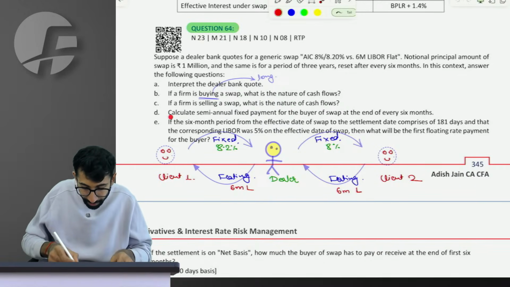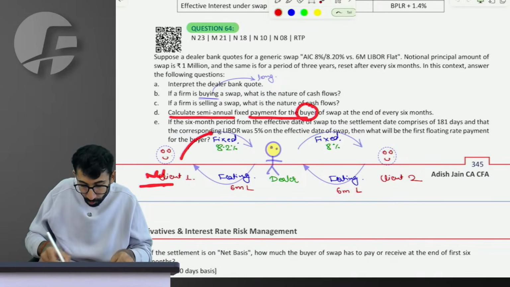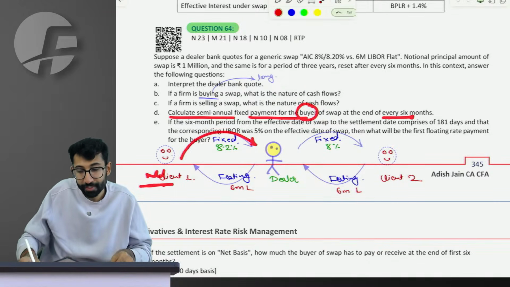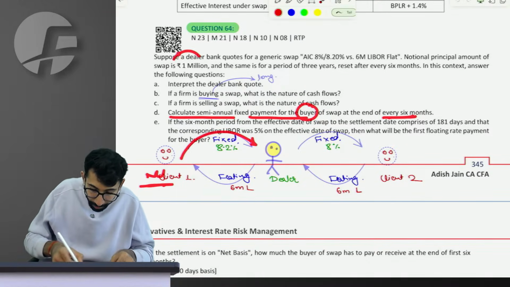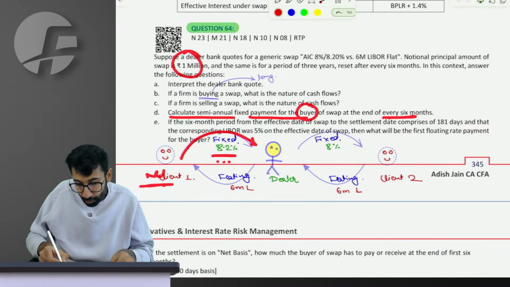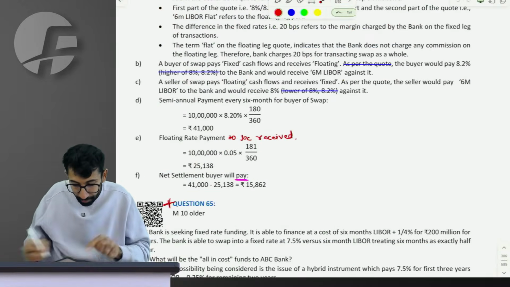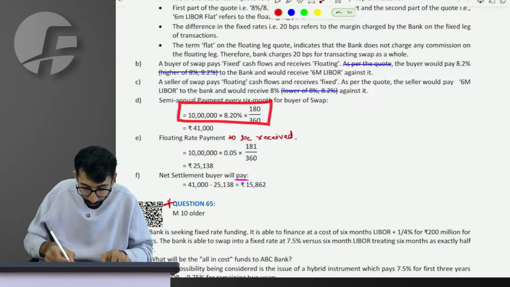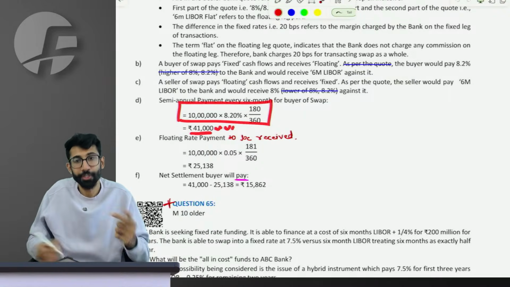D part. Calculate semi-annual fixed payment for buyer. If you are this person, how much will you pay semi-annual every 6 months? Sir, 1 million into 8.2% into 6 by 12. 1 million into 8.2 into 6 by 12 is 41,000 you pay.